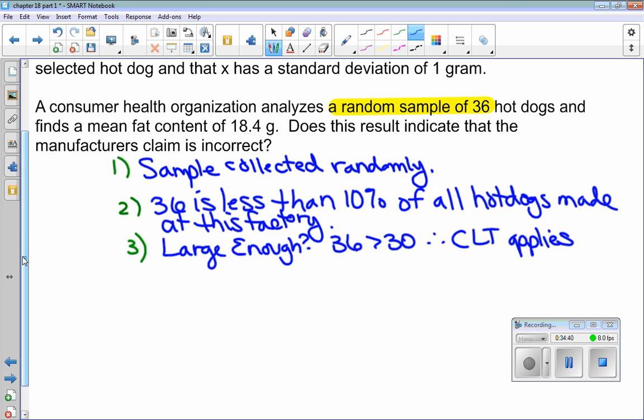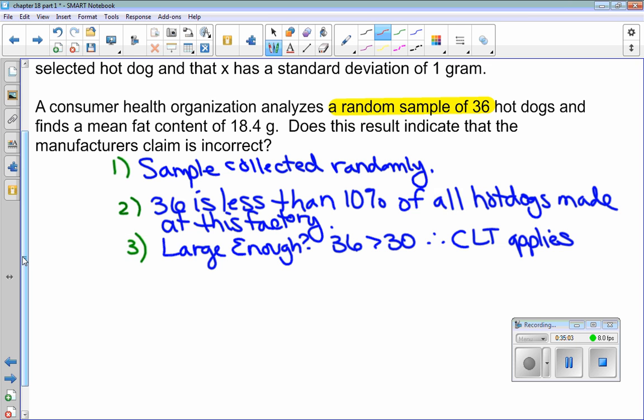Please don't write "random check." That's not clear to me. You need to say the sample was collected randomly. And you need to be very clear about what is meant by the 10% condition. Use the figures. Use your sample size. What is it less than 10% of? Be contextual. And then large enough, the last one.